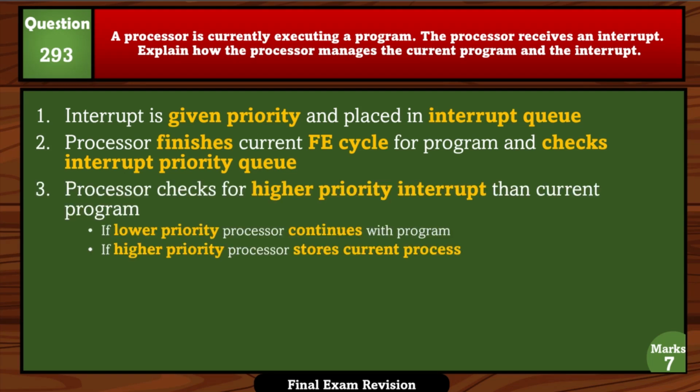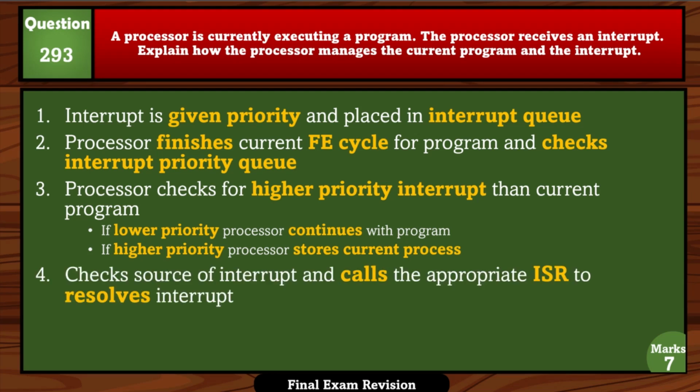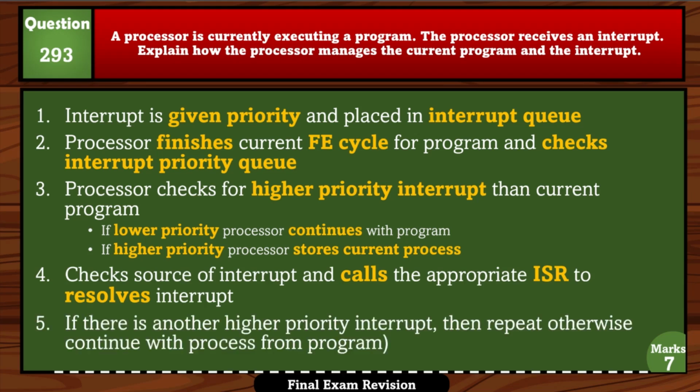Processor checks for the higher priority interrupt than the current program. If lower priority, processor continues with the program. If higher priority, processor stores the current process, checks the source of the interrupt, and calls the appropriate interrupt service routine, or ISR, to resolve the interrupt. If there is another higher priority interrupt, then repeat, otherwise continue with the process from the program.